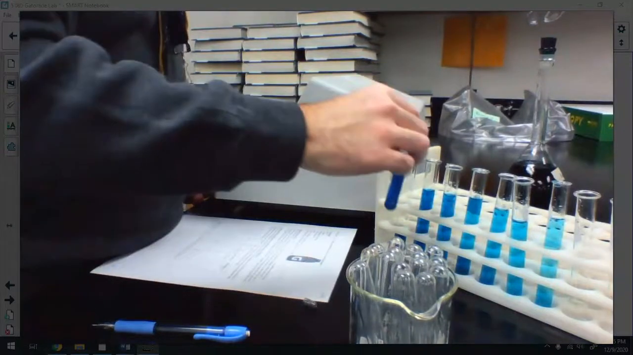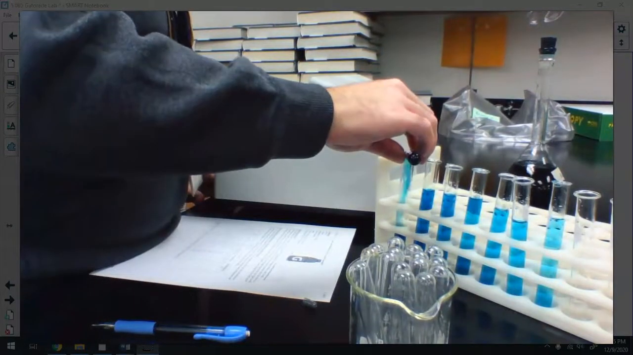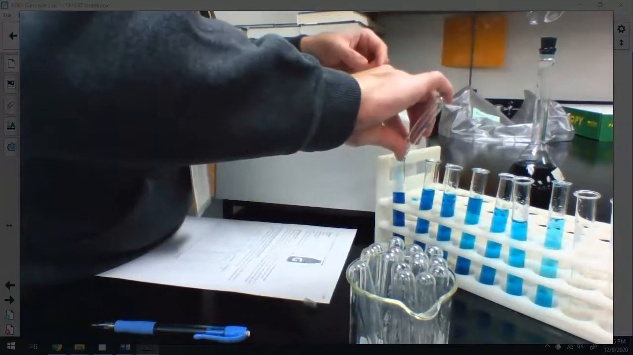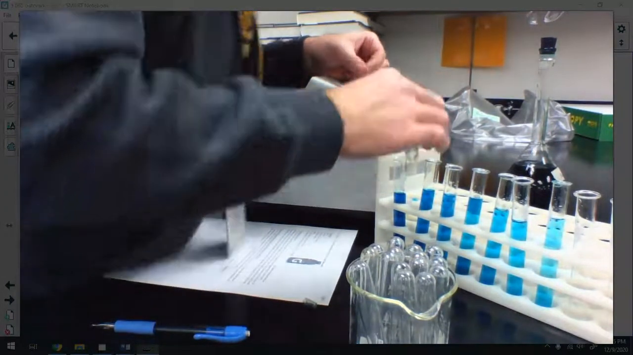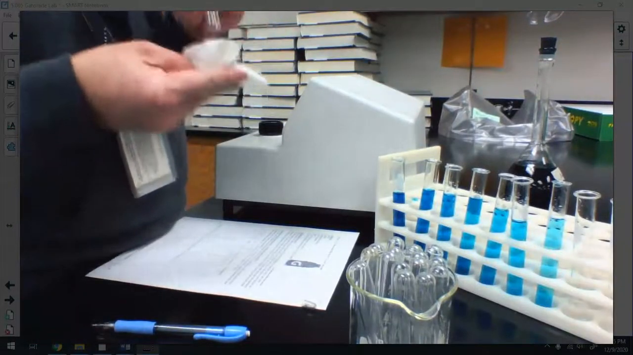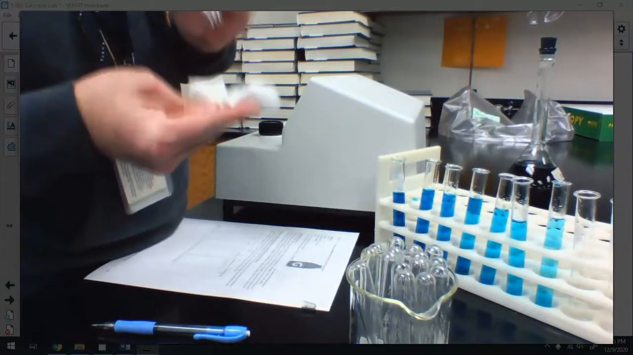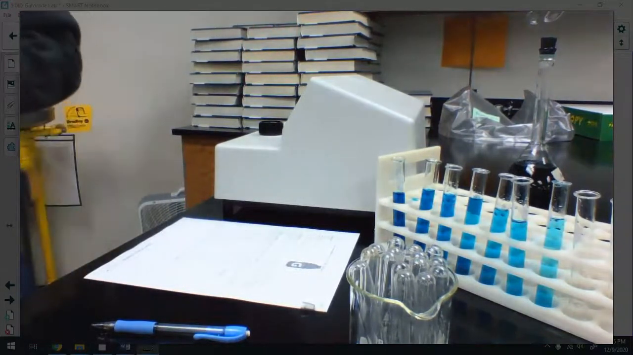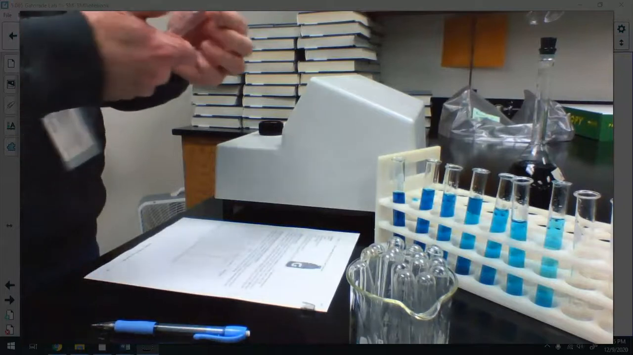I'm going to pour my blue dye back where it belongs. Oop, and I'm spilling. I'm going to try my best to dry this out. I'm going to tap out the blue dye as much as I can, and then I'm going to shake it. Okay, on to the next one.